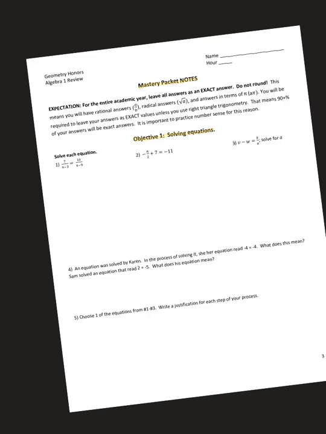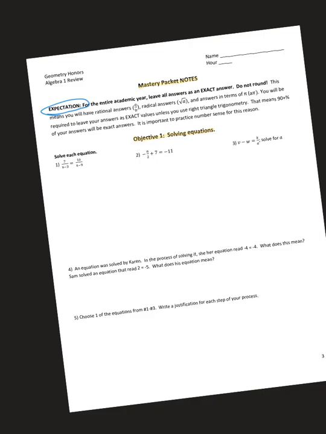First, you need to take a look at this expectation. This is true for the whole packet. But you need to leave all of your answers as exact answers. So no rounding, no copying what the calculator says if it goes all the way to the end. You have to leave them as exact answers. So fractions, simplified fractions, will always be safe if you can write it as an exact answer. Okay.